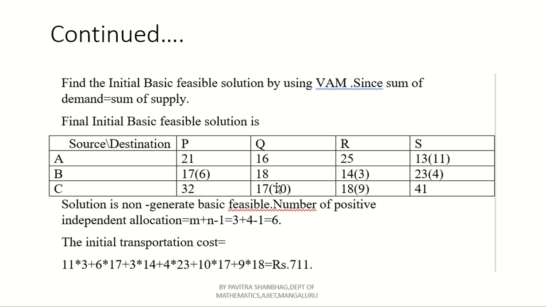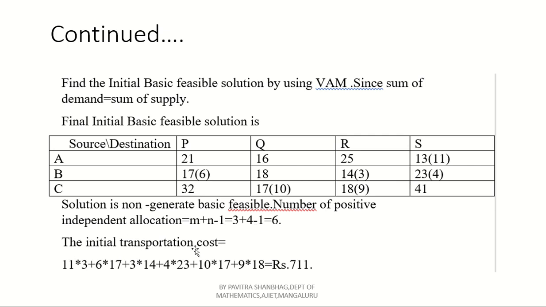Number of rows is 3. Number of columns is 4. So 3 plus 4, 7. 7 minus 1, that is 6. So it exactly matches. So the solution is non-degenerate basic feasible. Number of positive independent allocations equals what? M plus N minus 1, that is 3 plus 4 minus 1 equals 6, right?